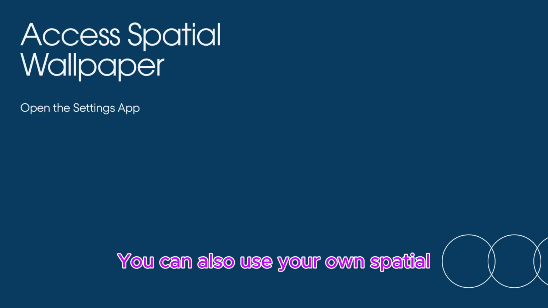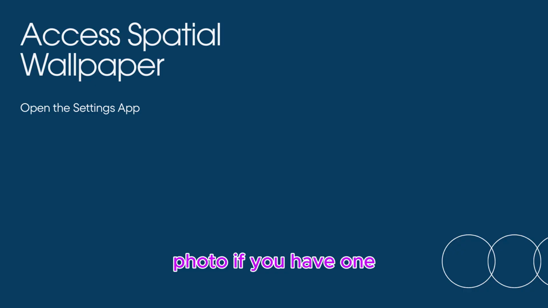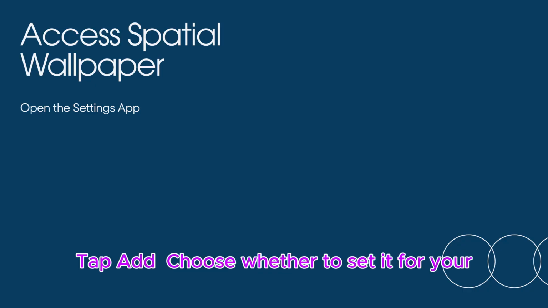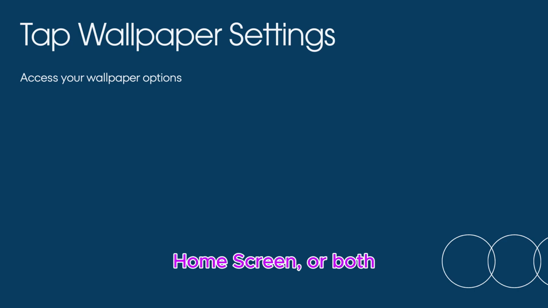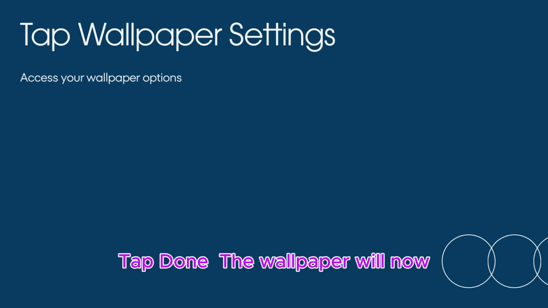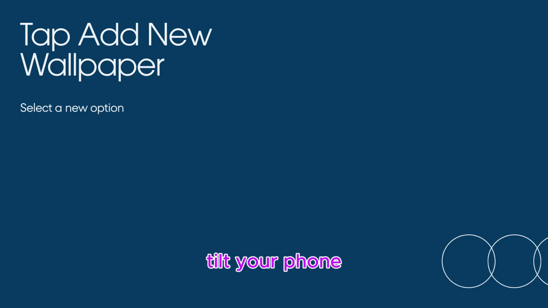You can also use your own spatial photo if you have one taken with a compatible camera. Tap Add. Choose whether to set it for your lock screen, home screen, or both. Tap Done. The wallpaper will now have a depth effect when you tilt your phone.